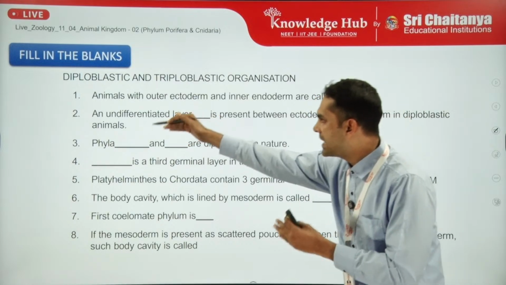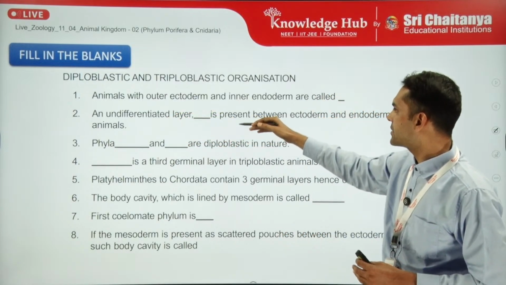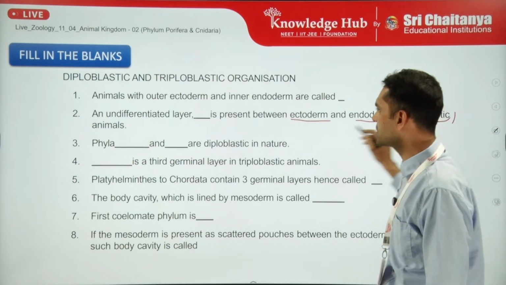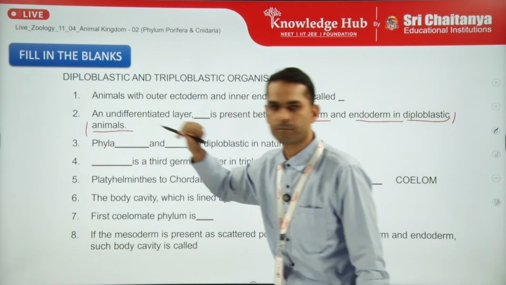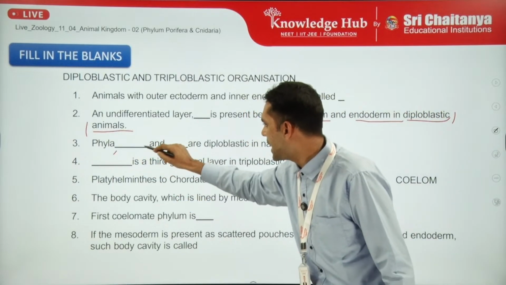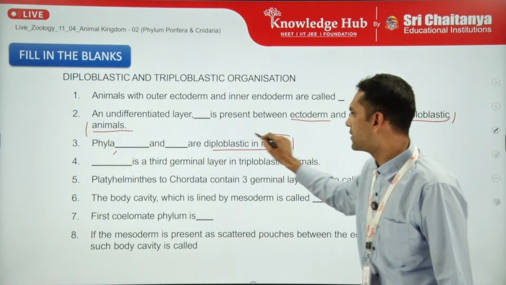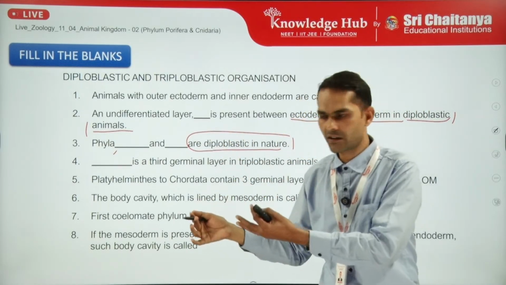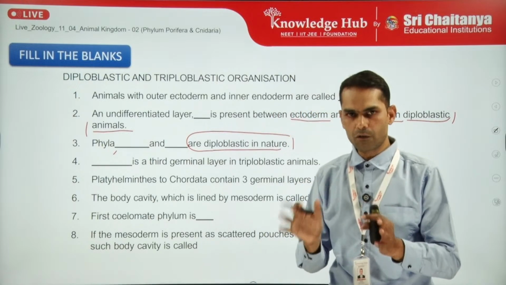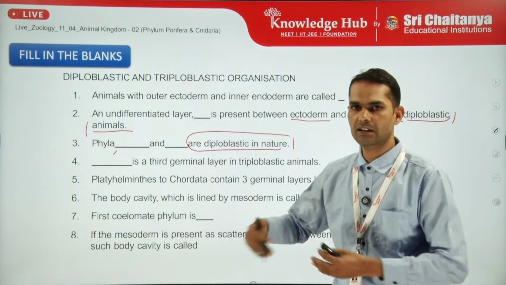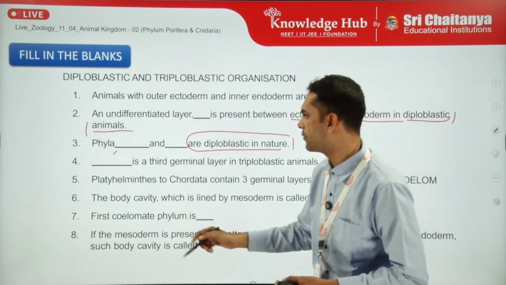An undifferentiated layer dash is present between ectoderm and endoderm in diploblastic animals. So what is that layer? We all know, we have studied. Phyla this dash and dash are diploblastic in nature. Now there are two phyla. One was displayed and the other I mentioned in the lecture. So there are two phyla only. The first, Cnidaria, has been mentioned. The other one I have told, that is the Ctenophora.